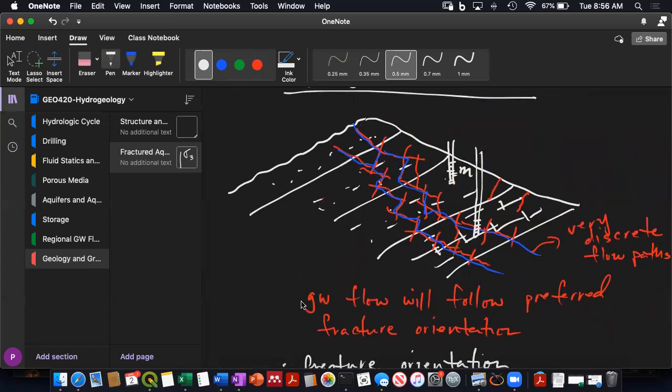Okay, so the dominant things to take home with fracture networks is that it's really hard to know where the fractures are. The groundwater flow is very discrete within them. And the thing that controls the groundwater flow is the orientation, direction, and connectivity of the fractures.